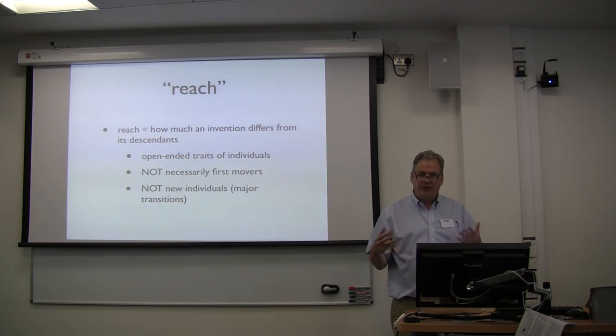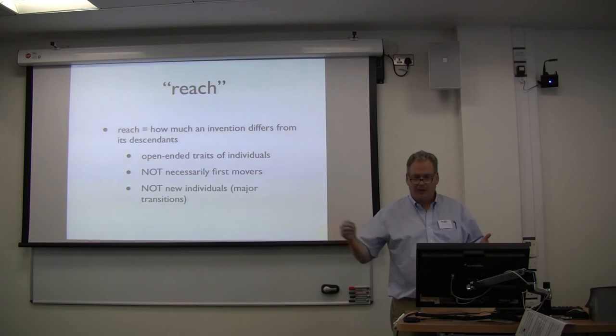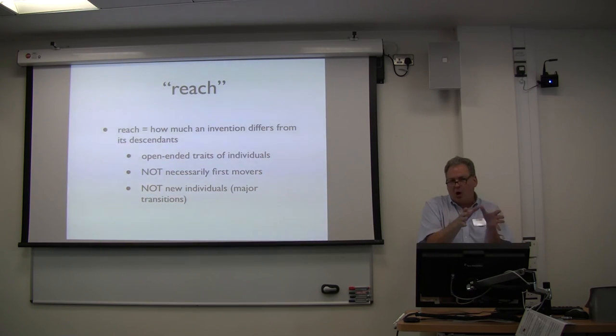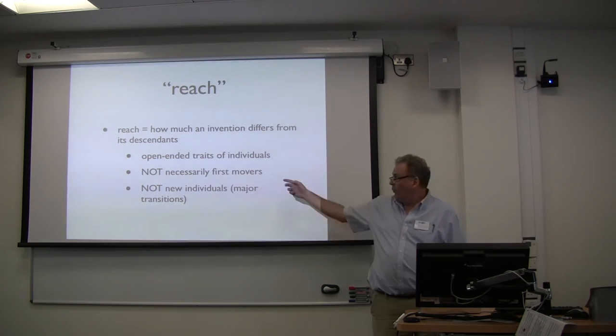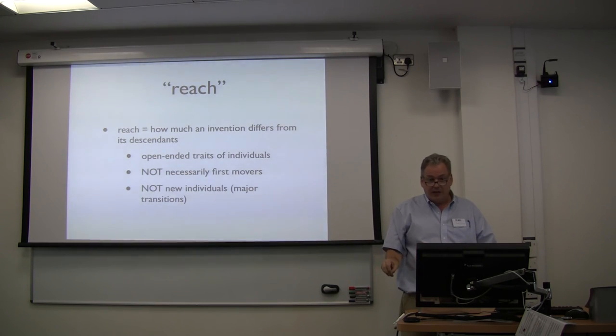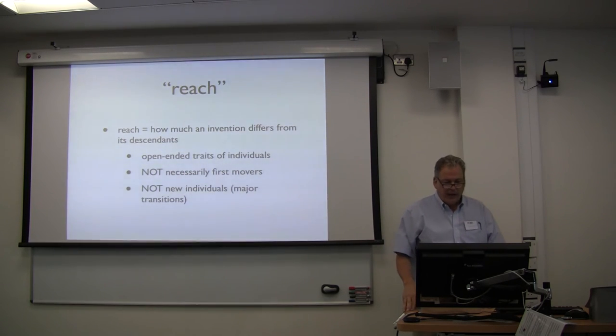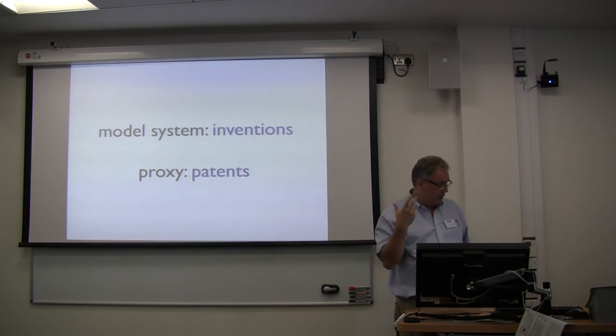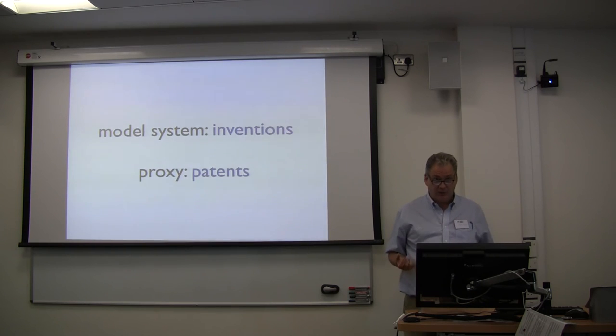If you think about the traits that technology has, the trait list keeps on growing in various ways. So it's a small piece of the big picture, and we're starting here because you have to start somewhere. Reach doesn't necessarily mean that your children who are very different from you are the first ones like that. All we're measuring is, do you have children which are very different from you? And as I mentioned, it's not new individuals. So we want to understand the evolution of inventions, and we're going to study this through the proxy of patented technology, because the patent record is like an extremely detailed fossil record of all of these inventions.